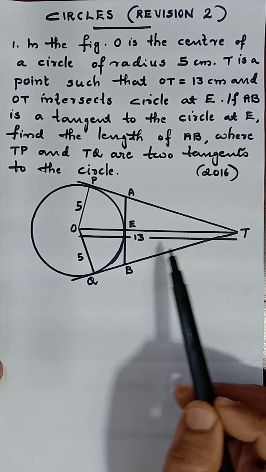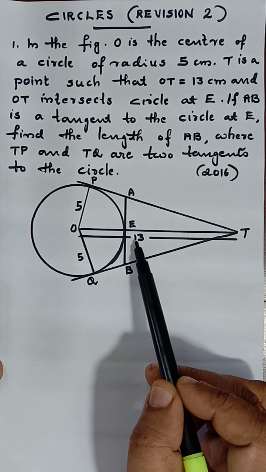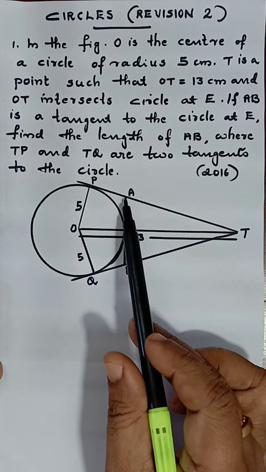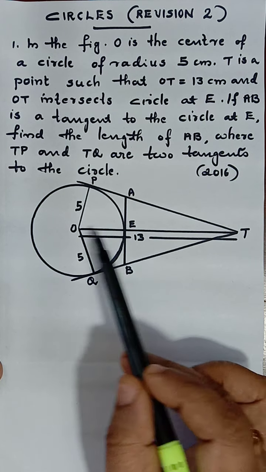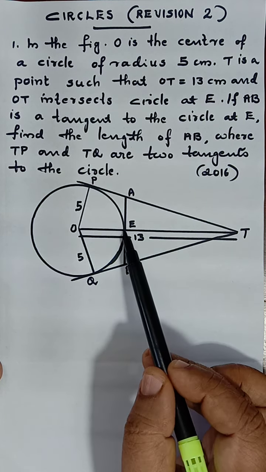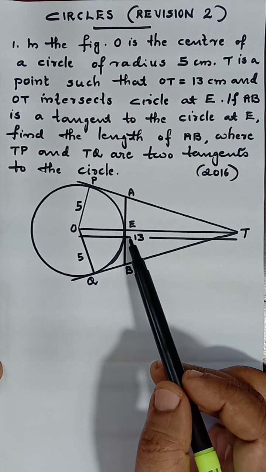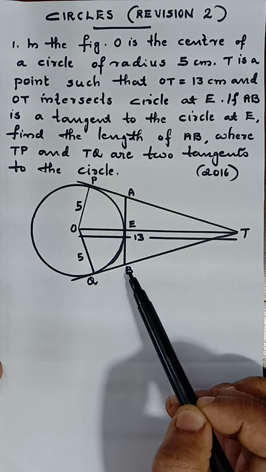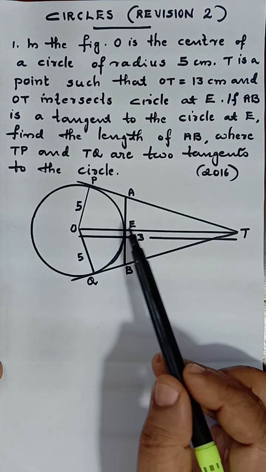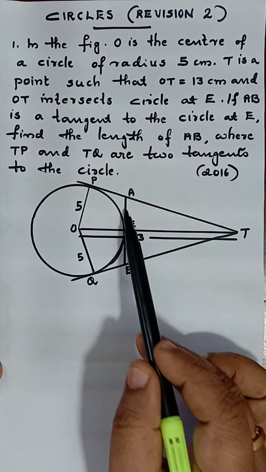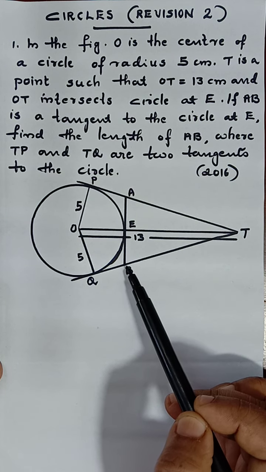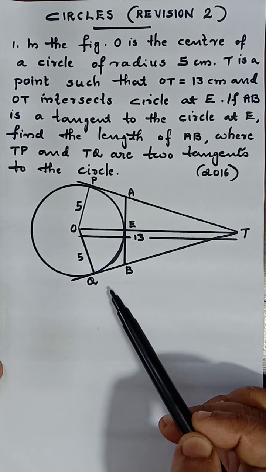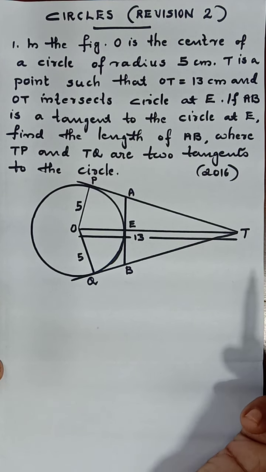OT equal to 13 cm and OT intersects the circle at E. If AB is a tangent to the circle at E, find the length of AB. We have to find out what is AB, where TP and TQ are two tangents to the circle.